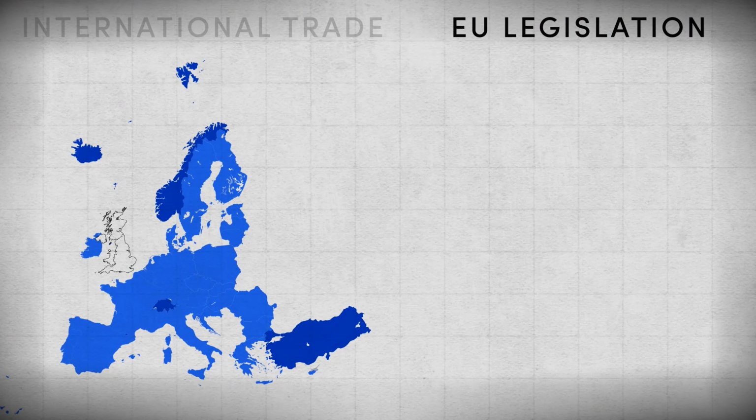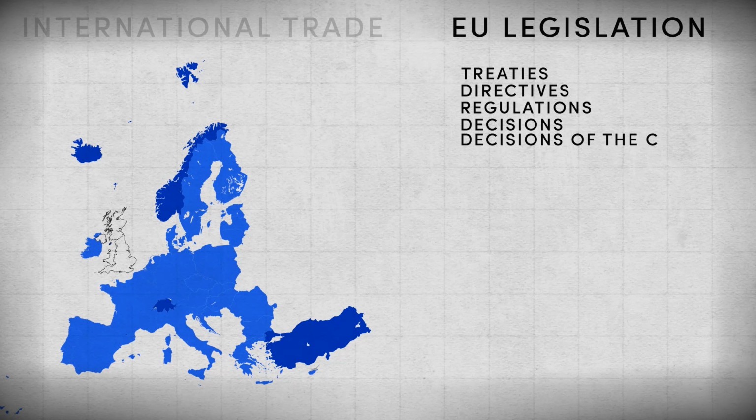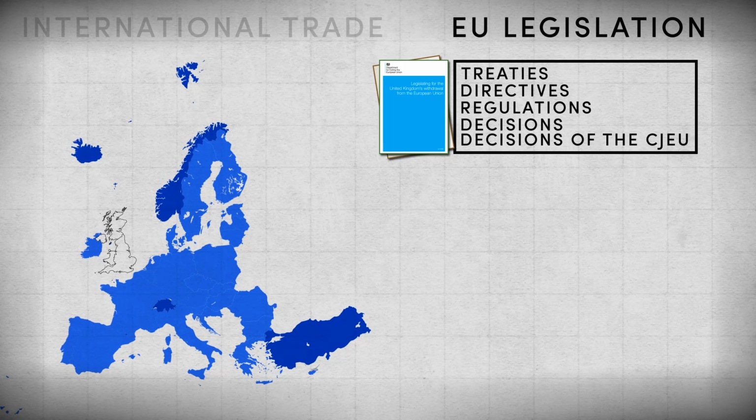Regarding EU legislation, there are 5 classes of EU law: treaties, directives, regulations, decisions, and decisions of the Court of Justice of the European Union. And over the last 40 years, UK law has become dependent on these laws as a legal framework, so abruptly removing them would cause problems. The government has proposed a Great Repeal Bill, which will be used to convert all EU law into UK domestic law. Then further legislation will be passed to, quote, amend, repeal or improve these laws as necessary.